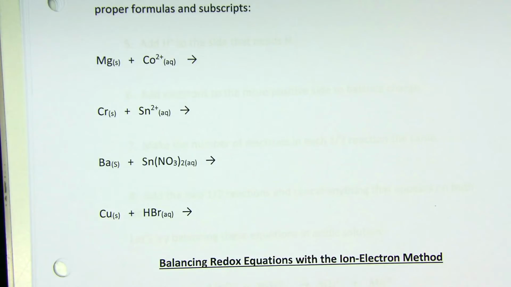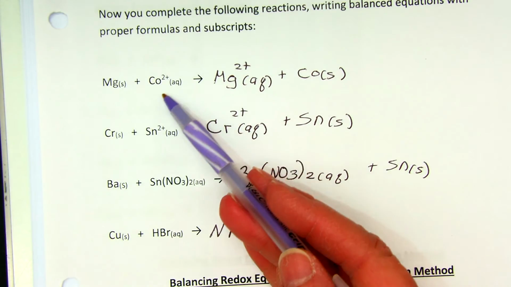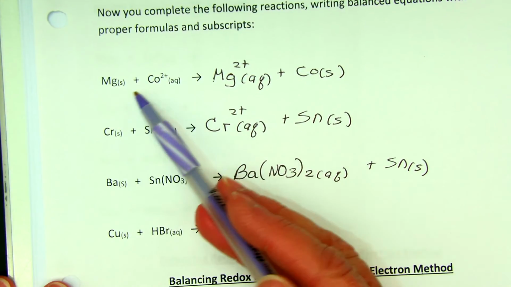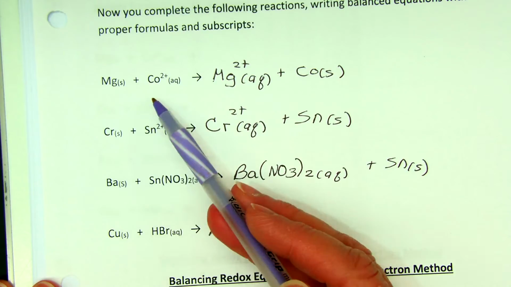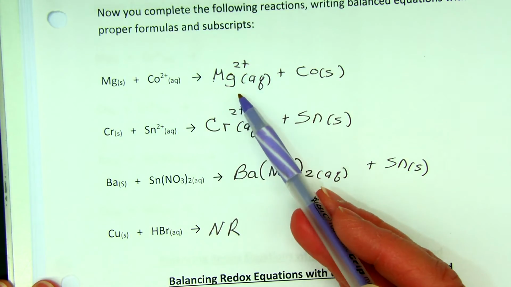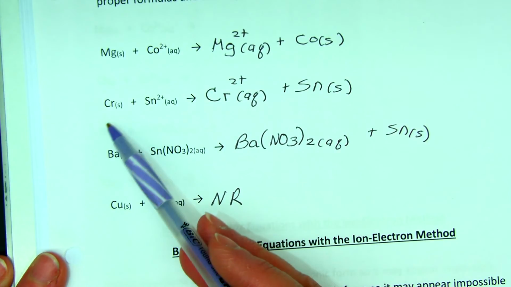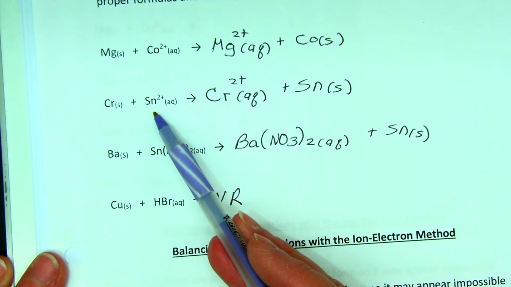Okay, let's look at these. We have magnesium reacting with cobalt. Cobalt is the ion, so the cobalt is in solution. Magnesium is more active than cobalt, so we get magnesium 2 plus, because magnesium is always a 2 plus, aqueous, and cobalt solid.